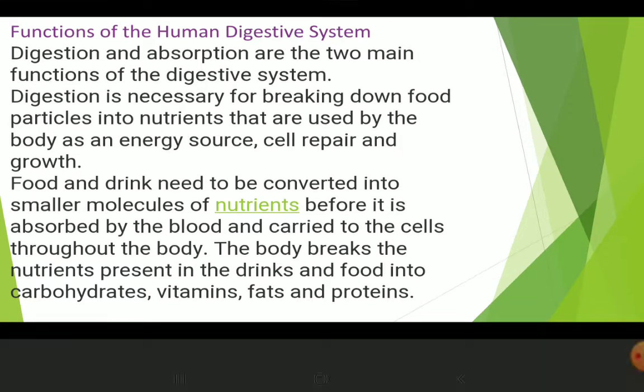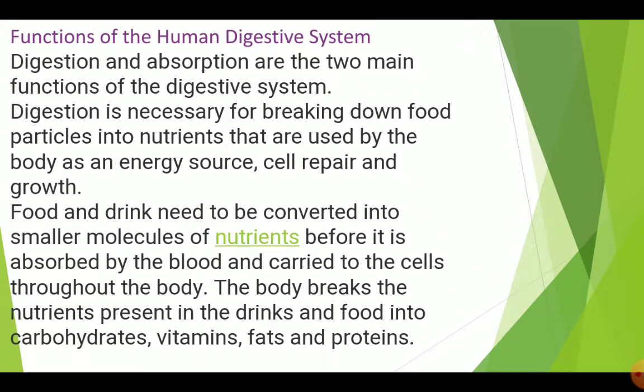Functions of the human digestive system. Digestion and absorption are the two main functions of the digestive system. Digestion is necessary for breaking down food particles into nutrients that are used by the body as an energy source, cell repair, and growth. Food and drink need to be converted into smaller molecules of nutrients before it is absorbed by the blood and carried to the cells throughout the body. The body breaks the nutrients present in the drinks and food into carbohydrates, vitamins, fats, and proteins.